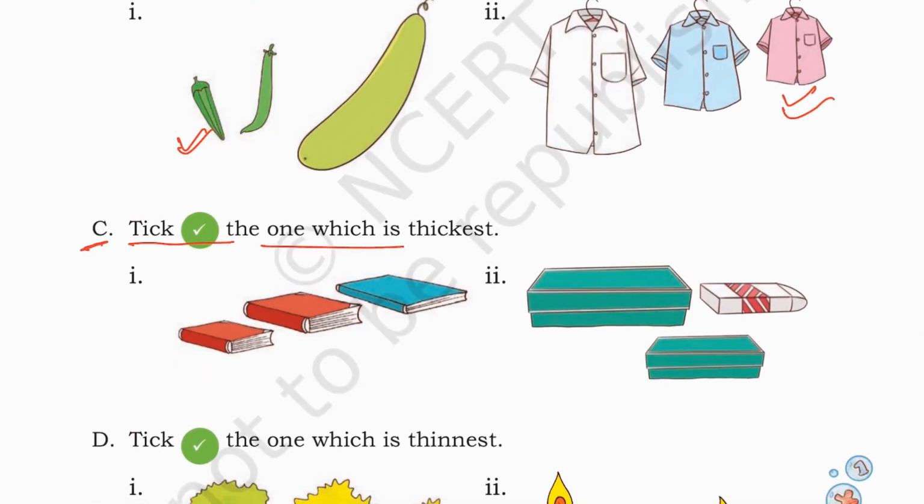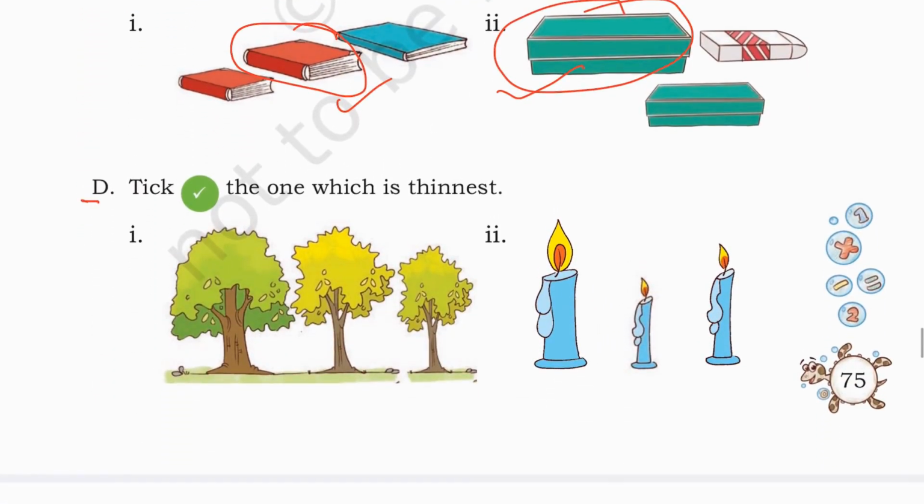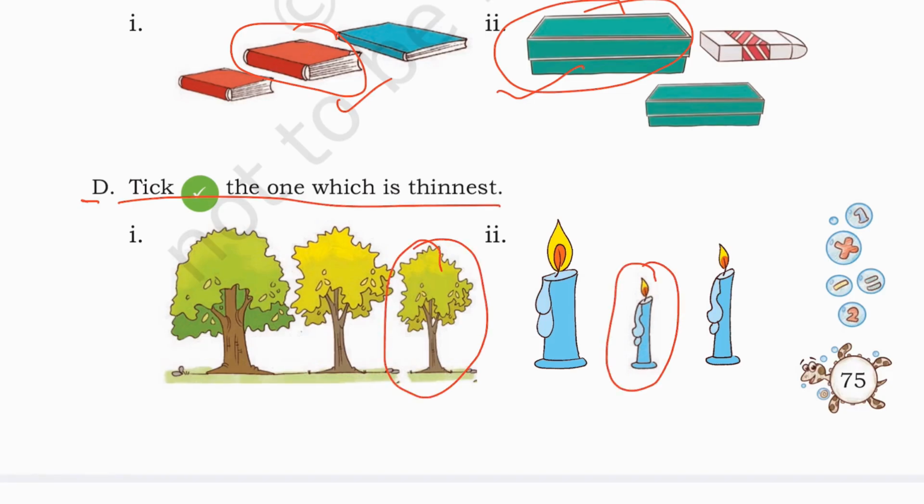C, tick the one which is thickest. This book is thickest, this box is thickest, you have to tick here. D, tick the one which is thinnest. This tree is thinnest, this candle is thinnest, you have to tick here.